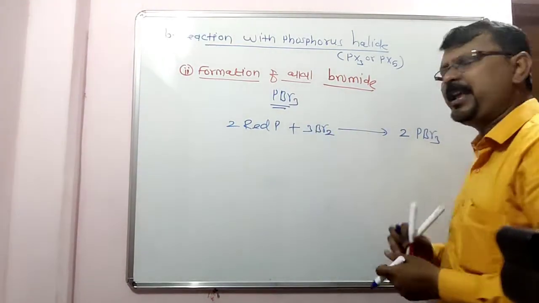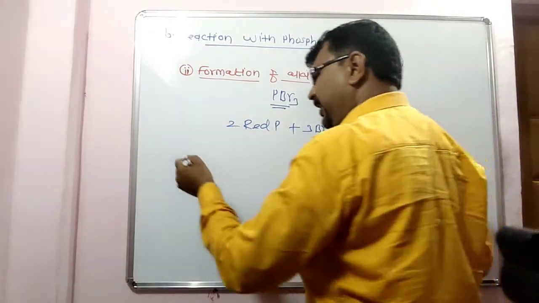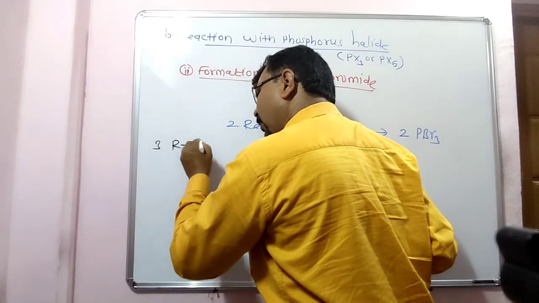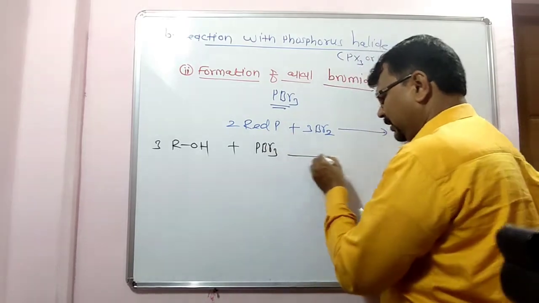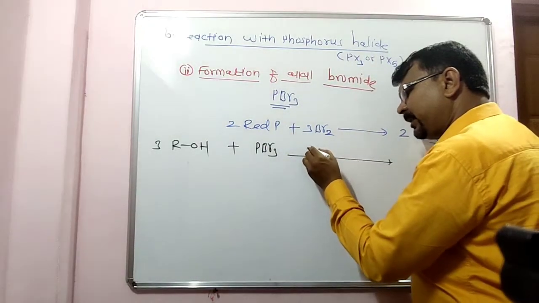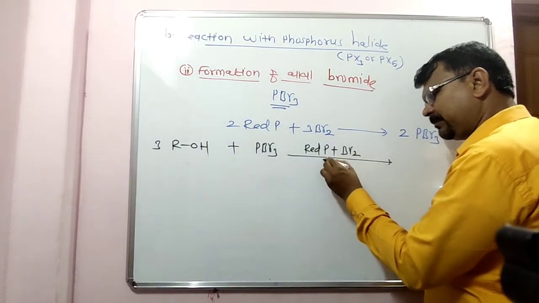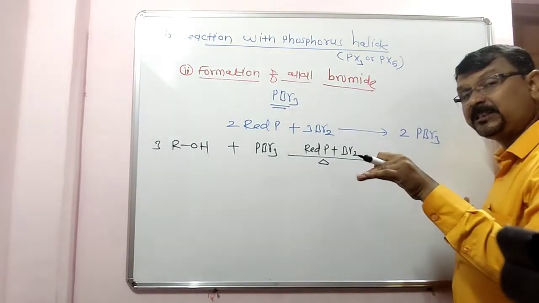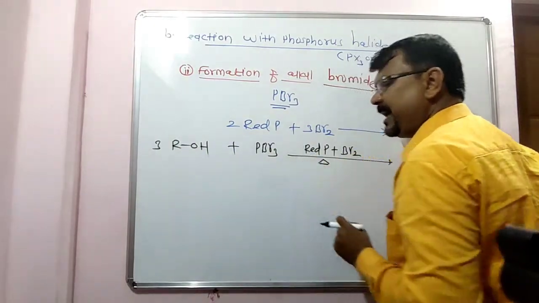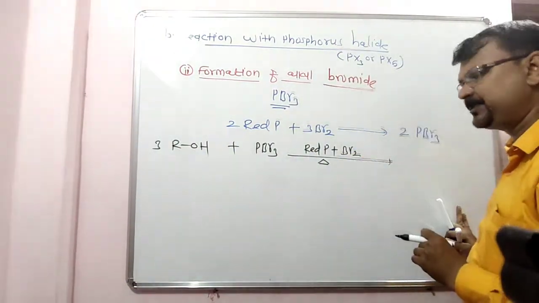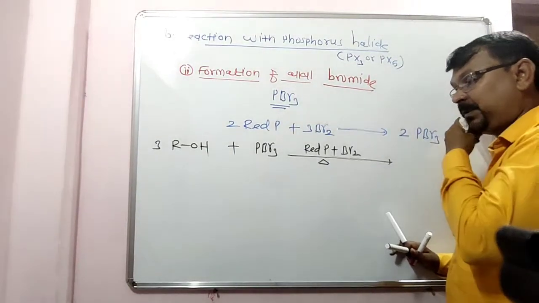It also gives the mixture of red phosphorus and bromine. General reaction: thrice ROH plus PBr3, here a mixture of red phosphorus plus Br2, heating. Reaction type: nucleophilic substitution reaction. Why? OH minus is replaced by Br minus. How many OH? 3. How many Br? 3. Type: nucleophilic substitution reaction.